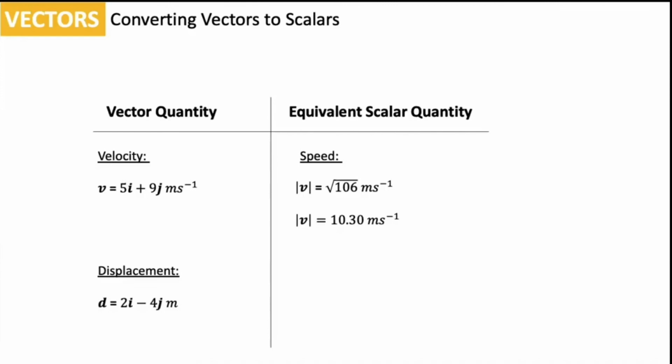So another vector scalar pair are displacement and distance. If the displacement was 2i minus 4j, we could then say that the distance, using Pythagoras, is going to be the square root of 2 squared plus 4 squared, so the square root of 20. And that gives us an answer of 4.47 meters. So the displacement as a vector and the distance as a scalar. Velocity as a vector, speed as a scalar.